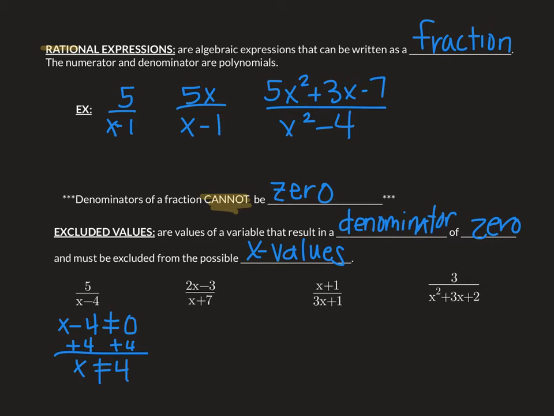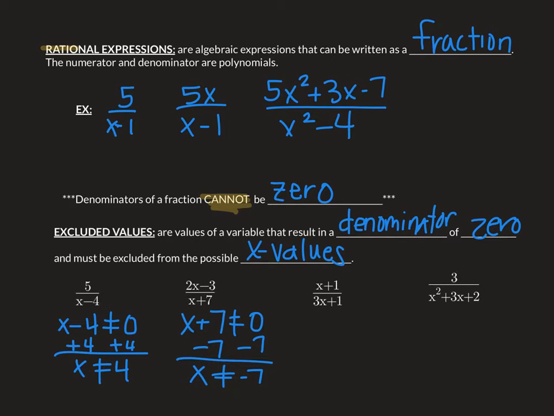So try the next one. Pause the video and take a second and try it. Okay, so hopefully you've paused the video and hopefully you went through and said, okay, that means x plus 7 cannot be 0, which when we take away 7 from both sides, we get x cannot be negative 7. How'd you do? Good.